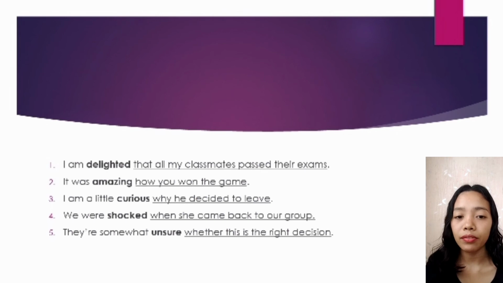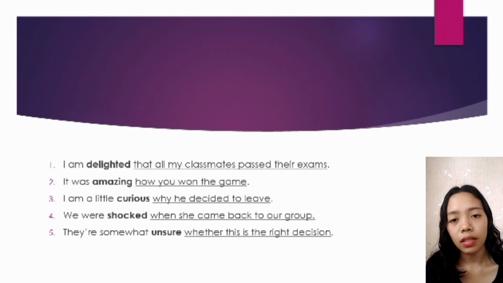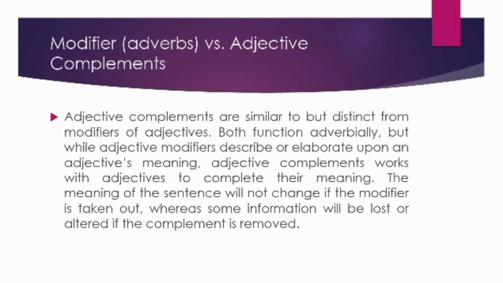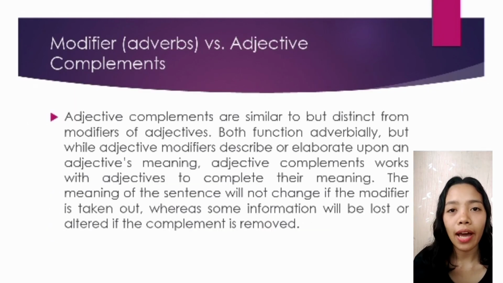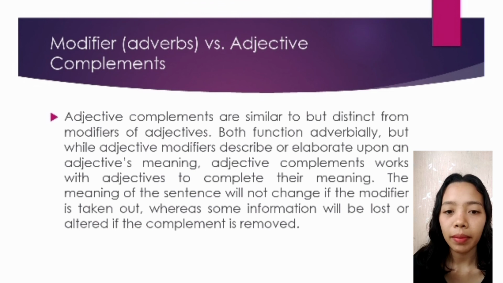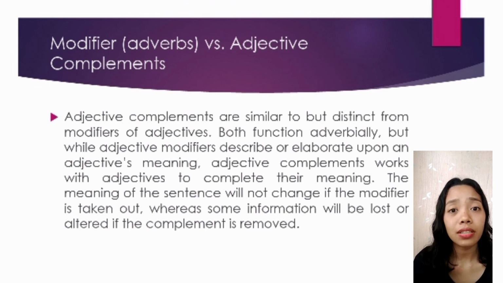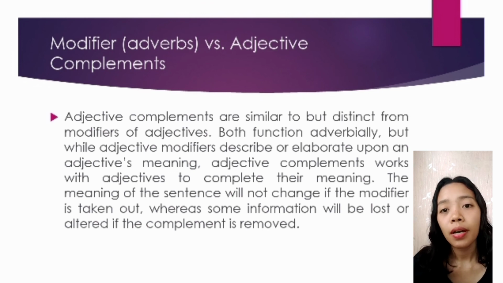And example number 5. They are somewhat unsure whether this is the right decision. The words whether this is the right decision is the noun clause acting as an adjective complement which modifies the adjective unsure. So that is a noun clause. So I will just add this modifier or adverbs versus adjective complements. So what is it? Adjective complements are similar to but distinct from modifiers of adjectives.